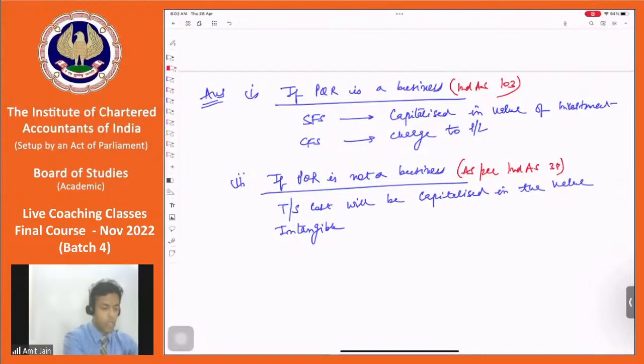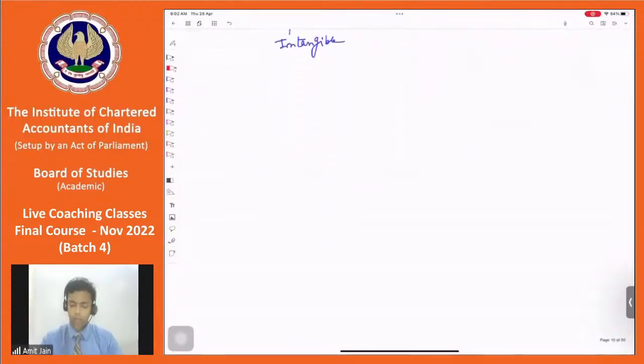Are we clear, guys? Yes or no? I'm not getting the revert from the people. Okay, Ayush is saying, sir, please take the example 4. Ayush, we will take up this example at the end. Let's continue with the concept which we are going through.